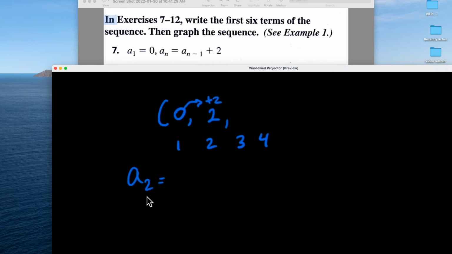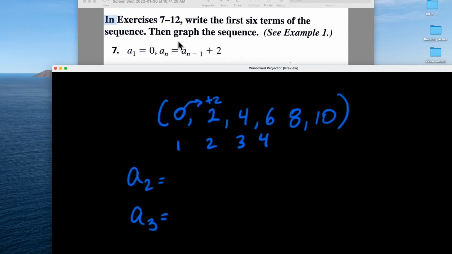How do we get a sub 3? We go to the position to the left of 3. 3 minus 1 would be 2. So we go to position 2. We look at its value and we add 2. And so on. Okay, so there are the first 6 members of this arithmetic sequence.